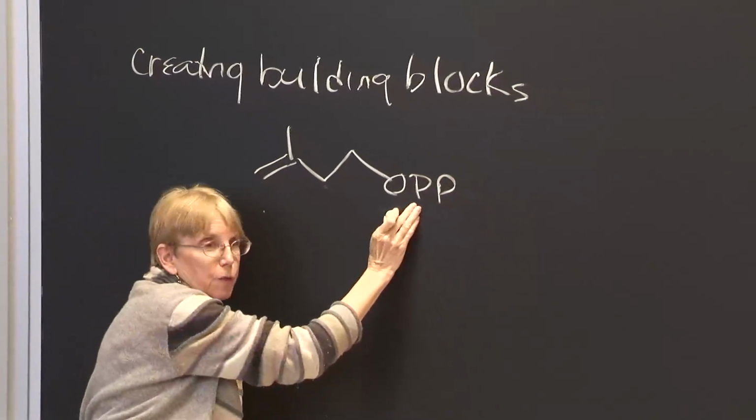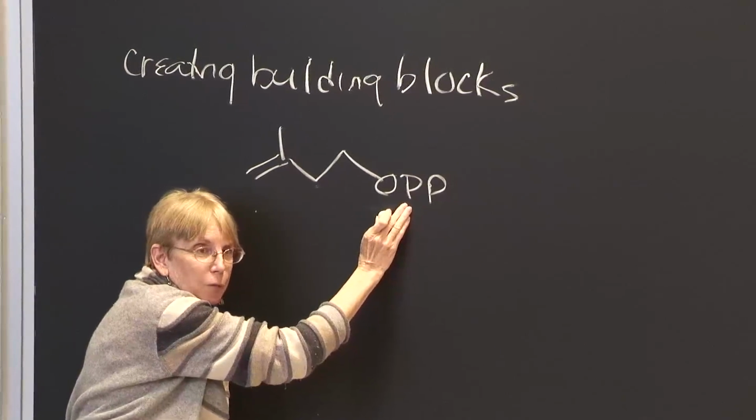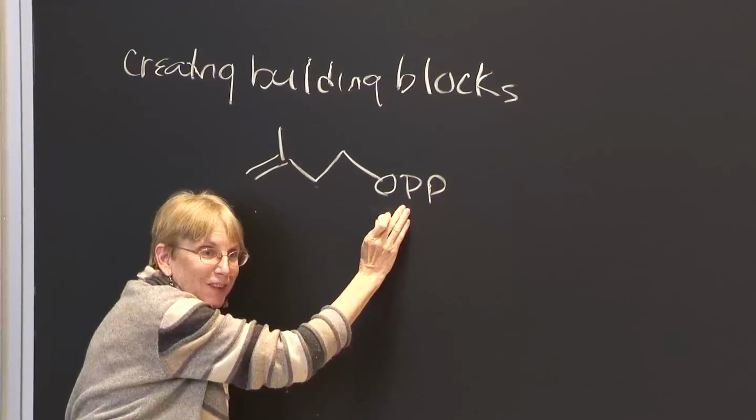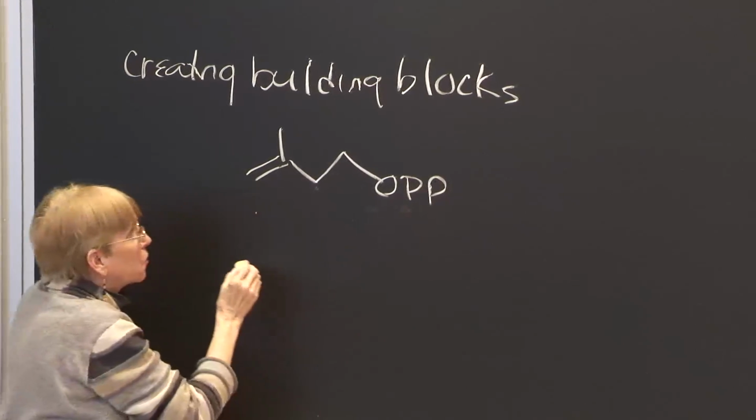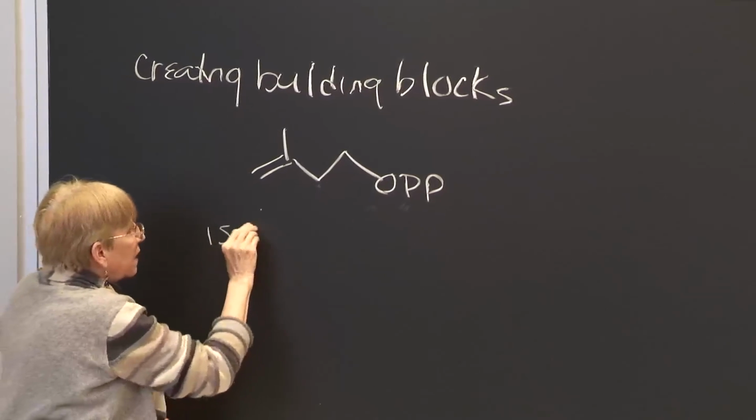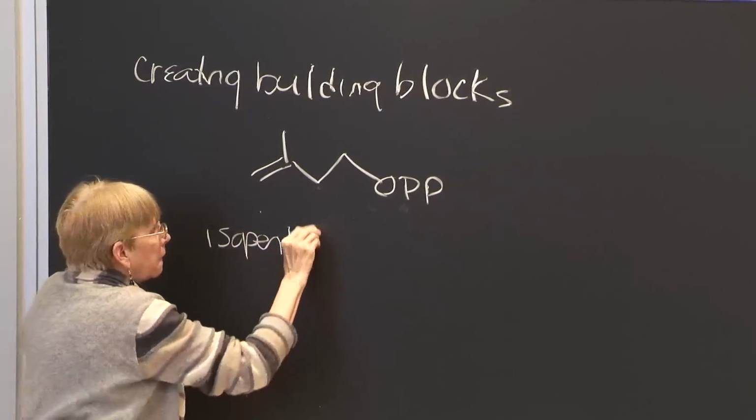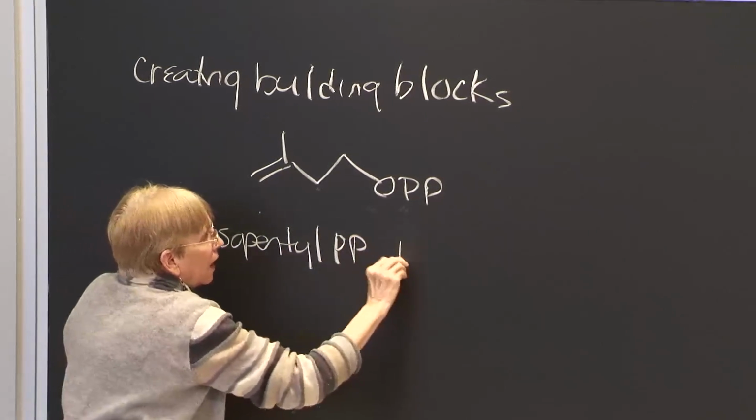Okay, so does everybody know what PPi means, so I don't have to write it out? Pyrophosphate. Okay, we're going to see this over and over again. You've seen this in the first part of the semester. And this is isopentenyl pyrophosphate, or IPP.